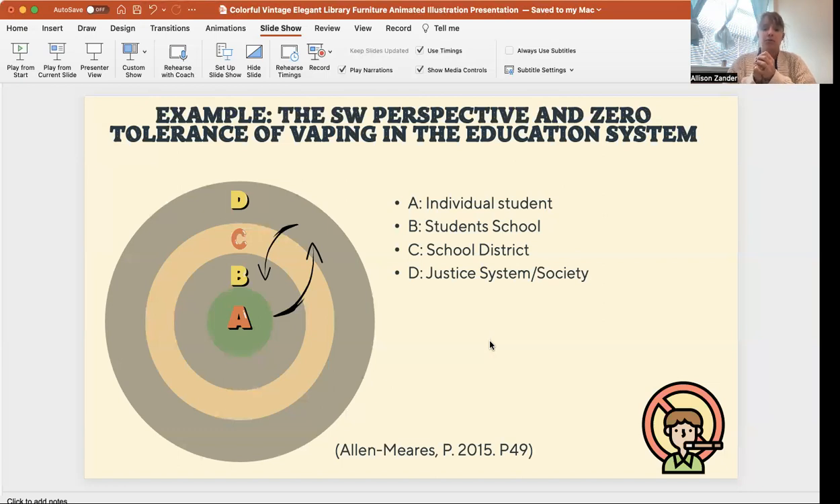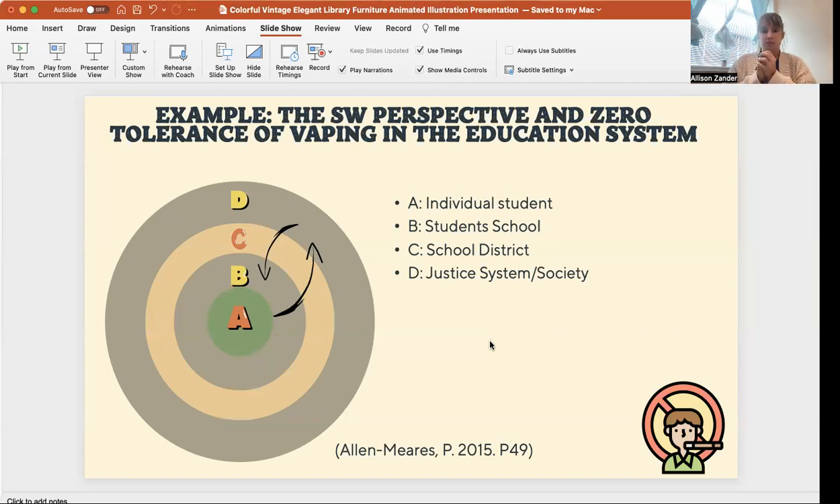And with the zero tolerance rule, their individual school, no matter how professionals feel about it, has to comply with the school district policies, which is zero tolerance, and vaping equals severe punishment: expulsion, alternative school, what have you. And that impacts the greater justice system and society.